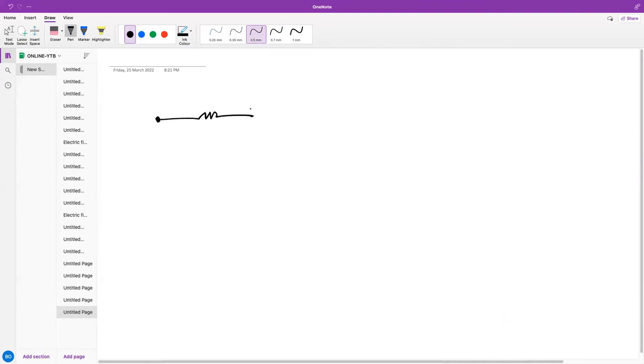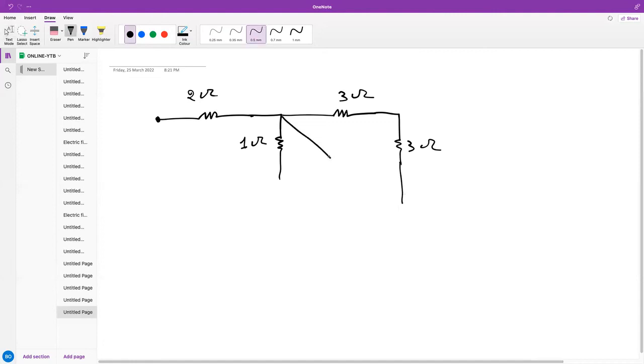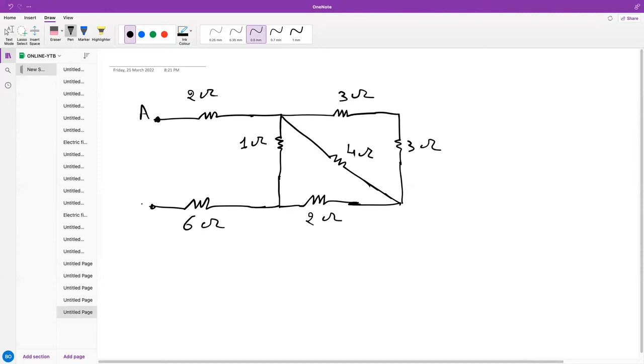This is a circuit where I have 2 ohms, 1 ohm, 3 ohms, and then another resistance, for example 3 ohms, and then another resistor here with 4 ohms, and then another resistor here that is 2 ohms, and then another resistor that has 6 ohms. This is point A and this is point B.